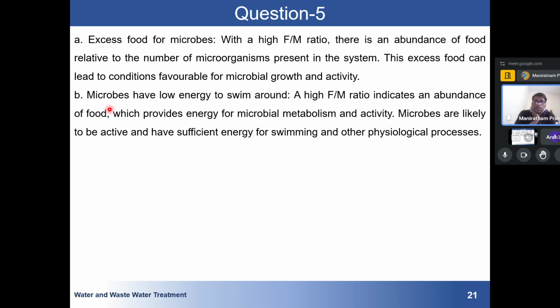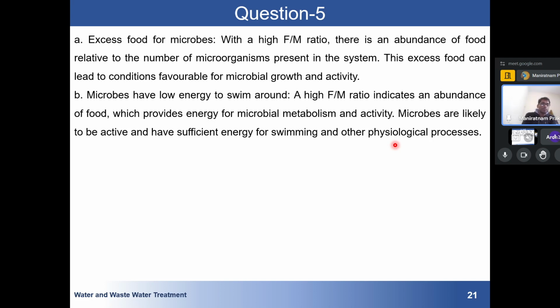Option B is microbes have low energy to swim around. As high food by mass ratio indicates an abundance of food, which provides energy for microbial metabolism and activity, microbes are likely to be active and have sufficient energy for swimming and other physiological processes. Physiological process, not physiochemical. Obviously, more food means more energy.